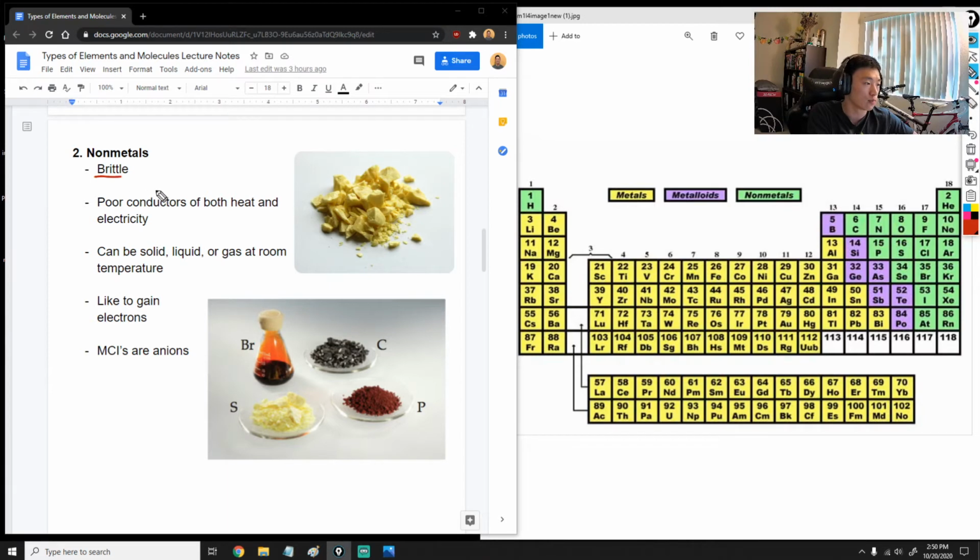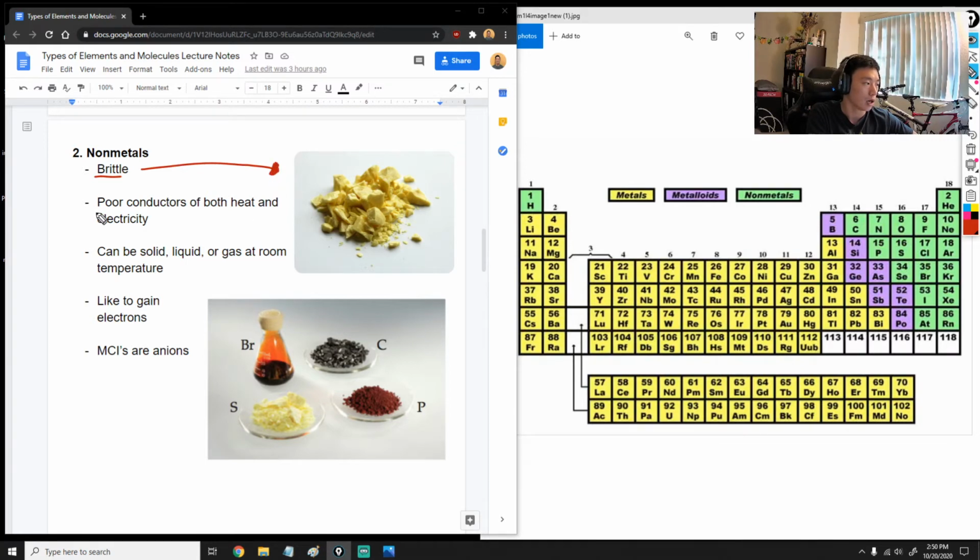Nonmetals are known to be brittle, which means that when you hit them, they tend to shatter and break. This is a picture of sulfur, and you notice it's crumbling, right? Metals don't really crumble. They can break, but they don't crumble into little itty bitty pieces.